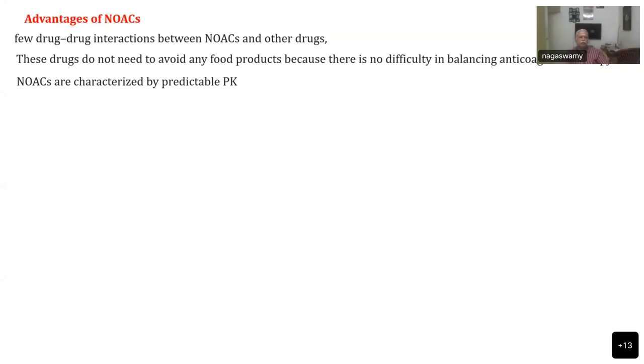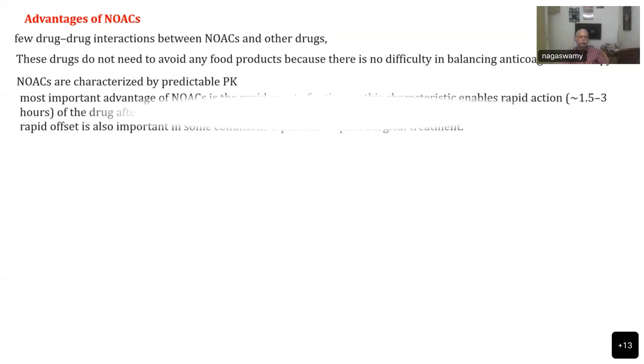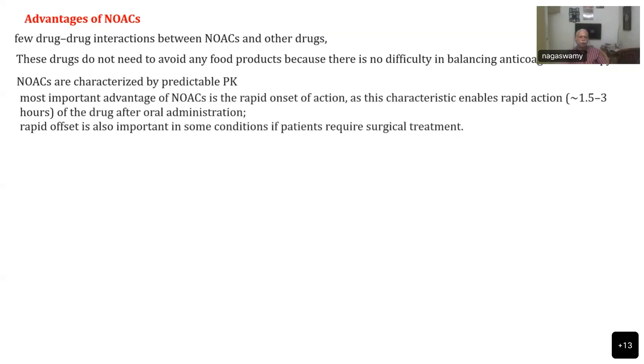And they have a predictable pharmacokinetic picture. Most important is the rapid onset of action and rapid absorption after oral administration. And rapid offset also is another important feature. It's required in some surgical treatment.